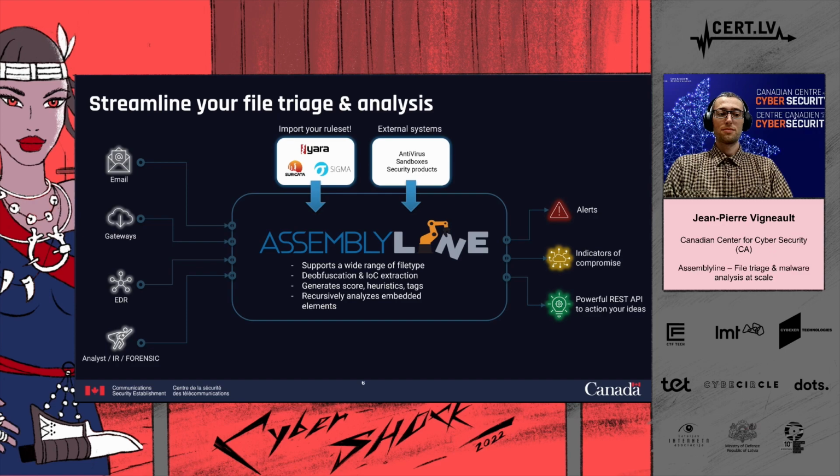So files are scored, and there are heuristics and tags. We're going to go over those. And the analysis is done recursively. The outputs from the system are alerts, indicators of compromise, and also a powerful REST API that you can use to build and automate things, like any ideas that you might have for your entire file collections.